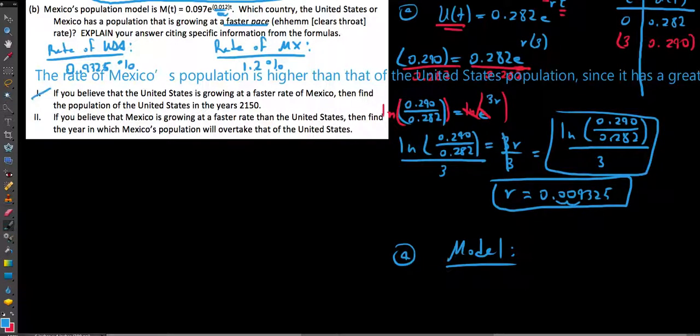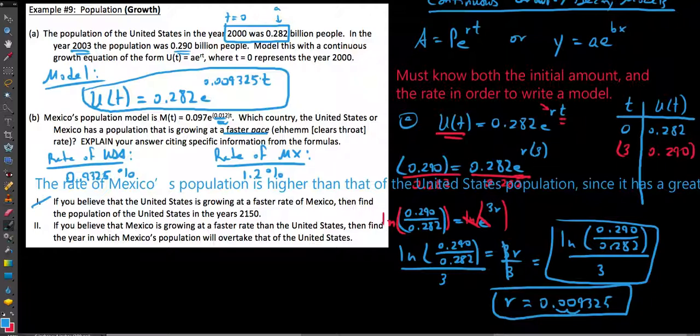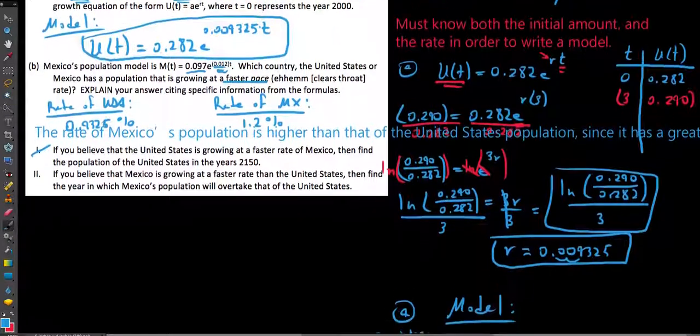For part two, it says, if you believe that Mexico is growing at a faster rate than the United States, then find the year in which Mexico's population will overtake that of the United States. I want to represent this graphically. We would have time on our x-axis, and the population of both countries. The initial population of the United States was 0.282 billion, whereas the initial population of Mexico is 0.097 billion. So Mexico is starting with a lower initial population.